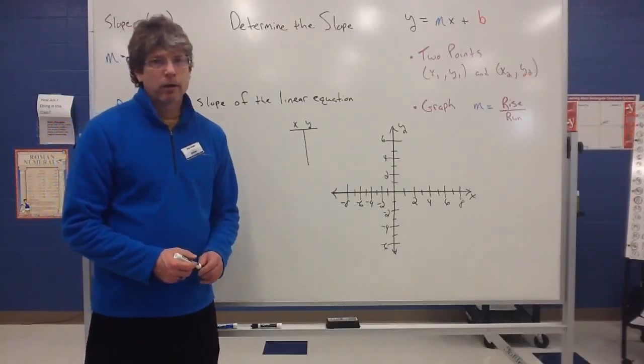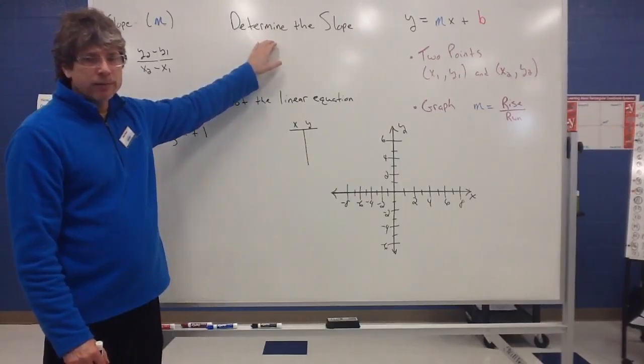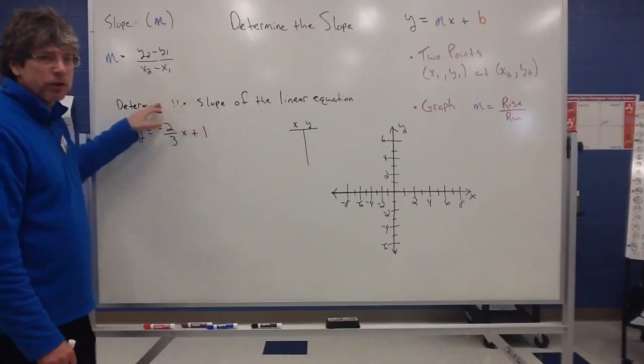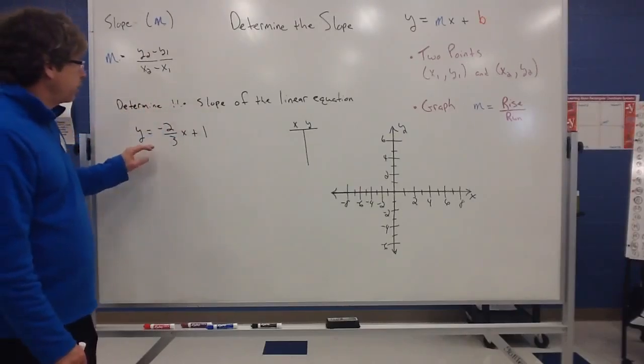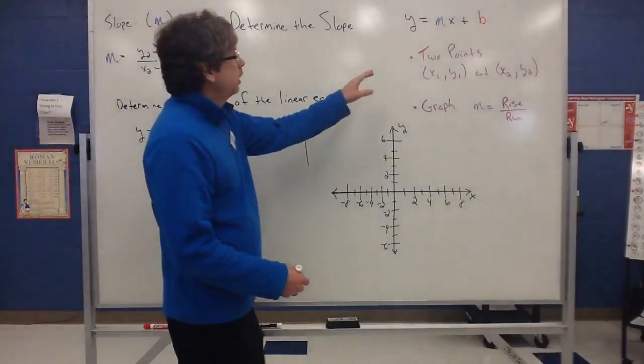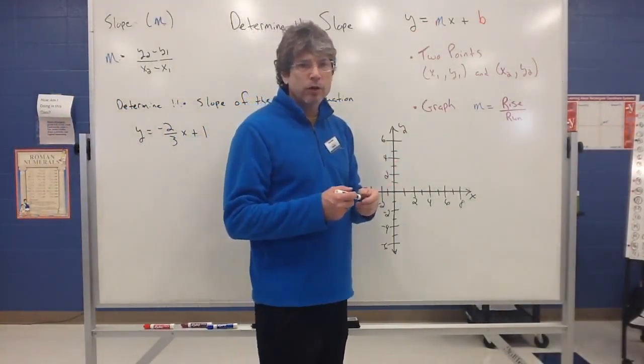So welcome back. Again, we're going to work with determining the slope of a line. What we're going to be given is a linear equation, and we're going to determine the slope of a linear equation by looking at the equation. One of the things we pick up on is if a linear equation is solved for y, it's in a special form which we call the slope-intercept form.